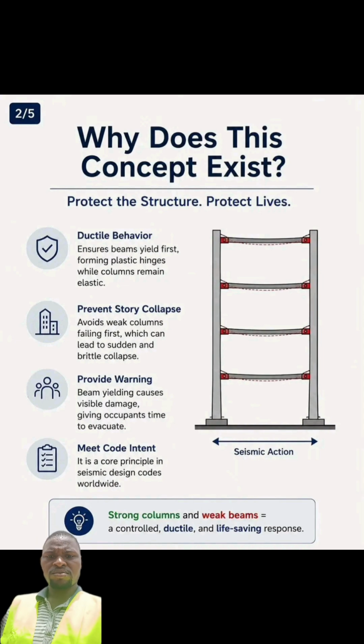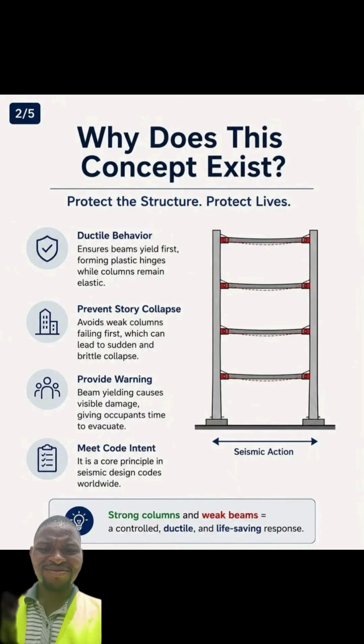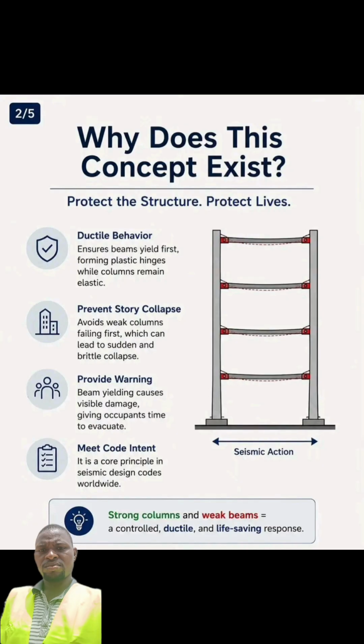Then provide warning. Beam yielding causes visible damage, giving occupants time to evacuate. And you can actually see this on buildings. These cracks make that provision for you to be able to evacuate the building as soon as possible when you start seeing all these cracks. So it's a possible sign of collapse.